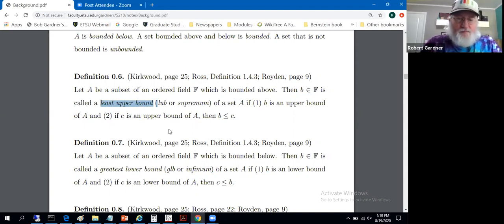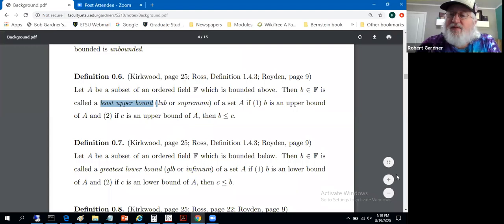For example, if set A was the set of real numbers consisting of the open interval from 0 to 1, then 1 is an upper bound, 2 is an upper bound as well, but 1 is the least upper bound. For the open interval from 0 to 1, 0 would be a lower bound. In fact, 0 would be the greatest lower bound, and that's the next thing that's defined.